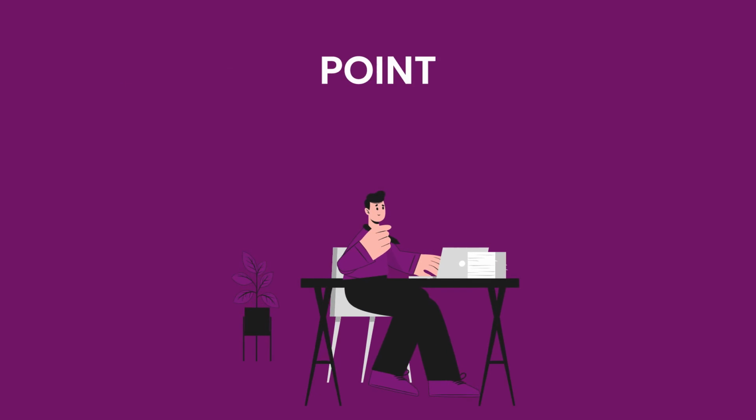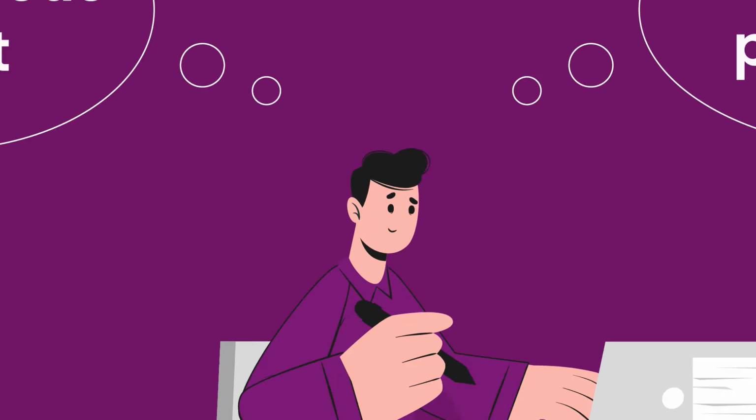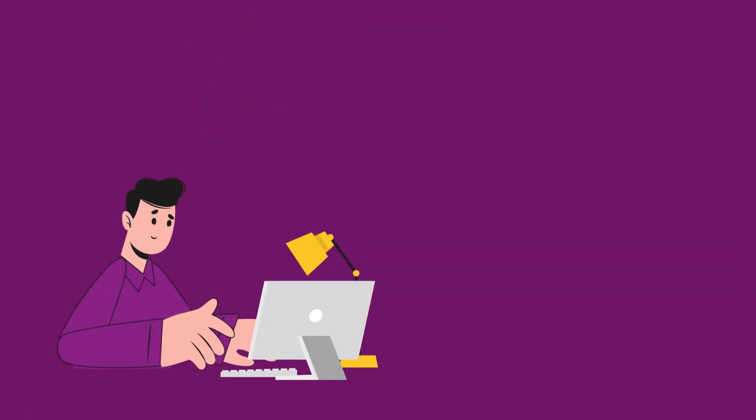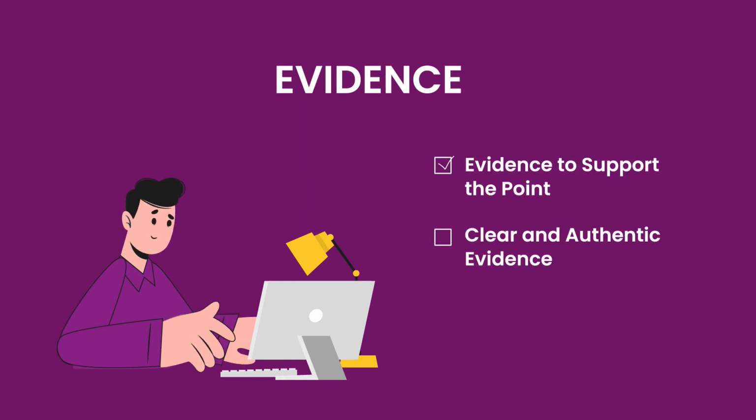The first letter P stands for point, which states that every paragraph should include a clear point on the topic. It should be one point per paragraph to keep it simple and effective. The next letter E stands for evidence. This means that every point should have supporting evidence to state that it's true. The evidence should be clear and authentic and not misleading from true facts.